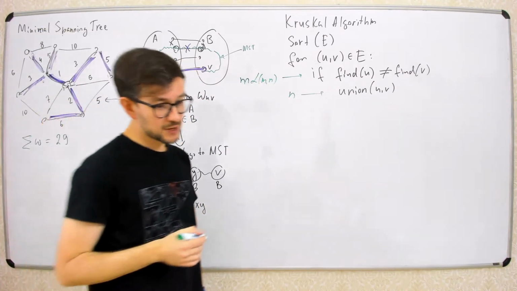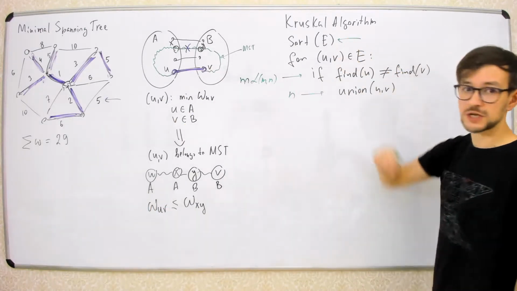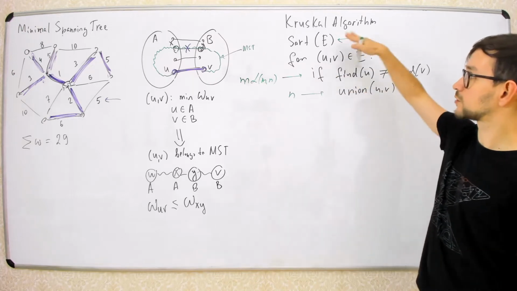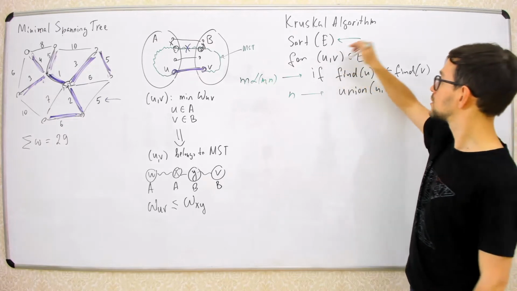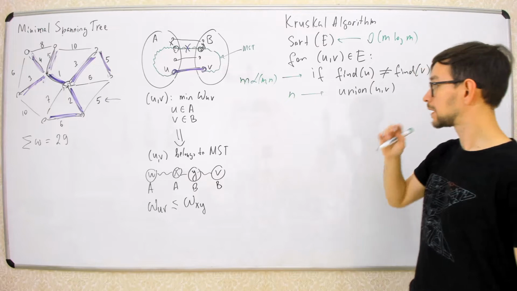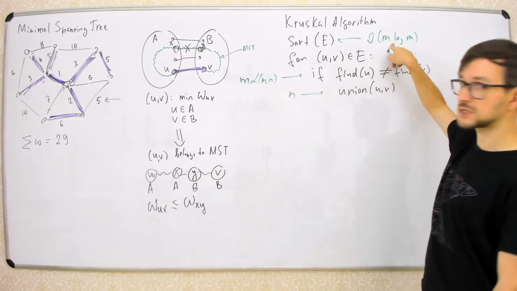But unfortunately, we also have this sort. And this sort is actually the slowest part of this algorithm. So the slowest part of this algorithm is actually sorting all the edges, by the way. This sorting costs m log m time. So the total time complexity, this will be much less than this. So this is the slowest part.